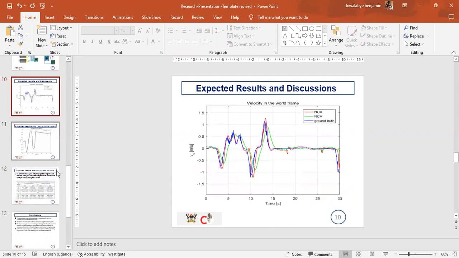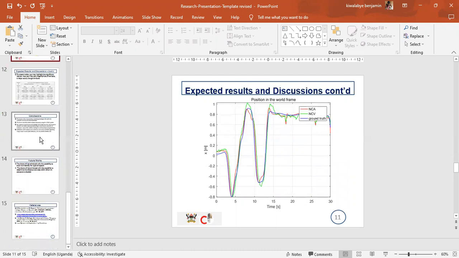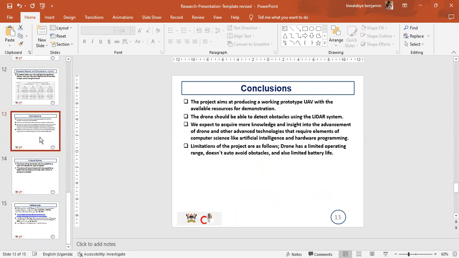Then the expected results. This graph below shows the velocity in the world frame and the time for the travel of the drone. On the next page, it shows the positioning of the drone, the height at which it's flying, and the time it takes. Then the next slide is our conclusion.